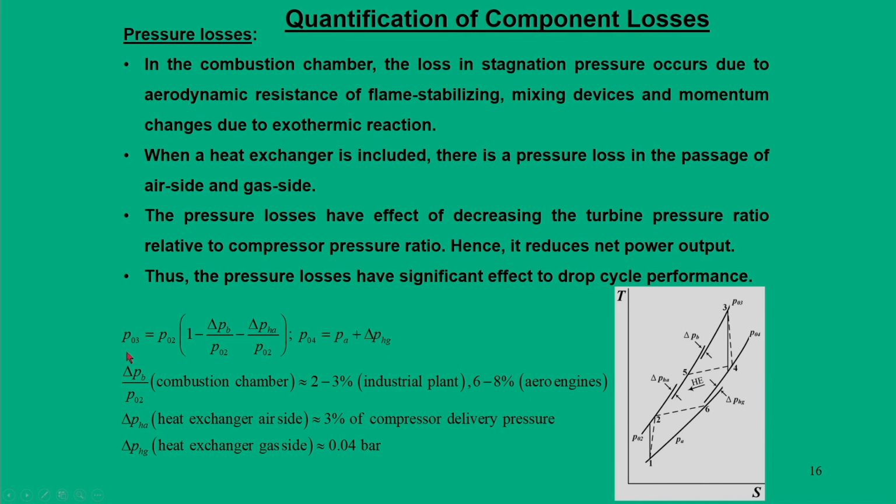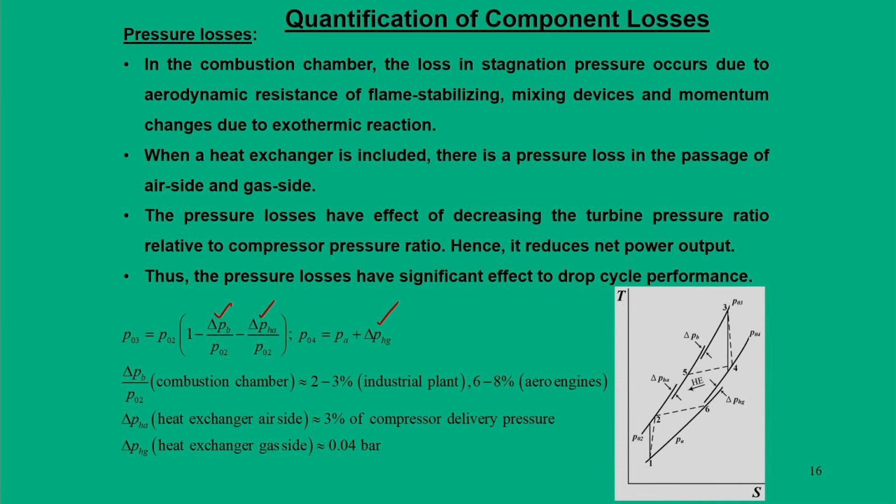So, a typical estimate for the total pressure P03 that enters the turbine is equal to P02 times 1 minus delta Pb by P02 minus delta Pha by P02, and delta P4 will be Pa plus delta Phg. So, on both sides, the pressure losses on the air side and gas side are taken into account, and Pb, the pressure loss in the combustion chamber, is also taken into account.